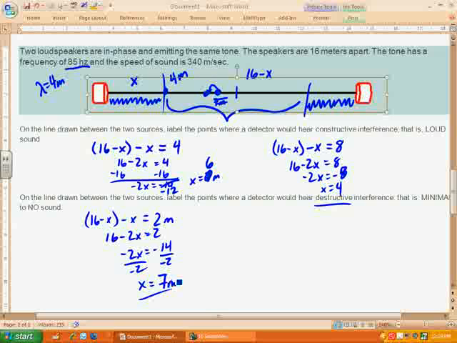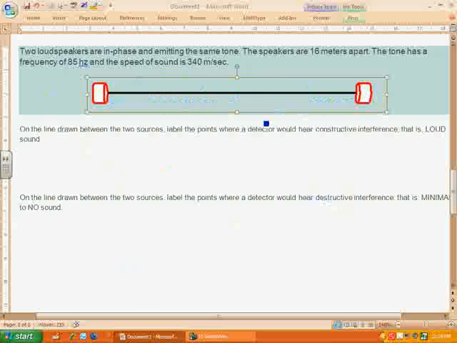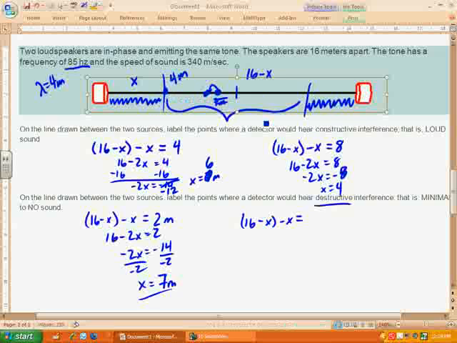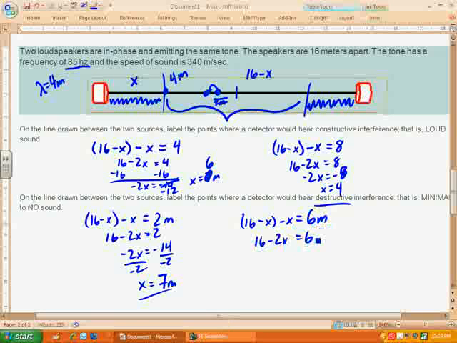Alright, so now let's do one more, just for good practice, and because I messed up one. What else could that difference be? Well, it could be a cycle and a half. One cycle is 4 meters, so 4 plus half a cycle, that would be 6 meters. So the difference needs to be 6 meters. So 16 minus 2x equals 6. Subtract the 16, negative 2x equals negative 10, x equals 5 meters. So at 5 meters, I'm also going to get destructive interference.